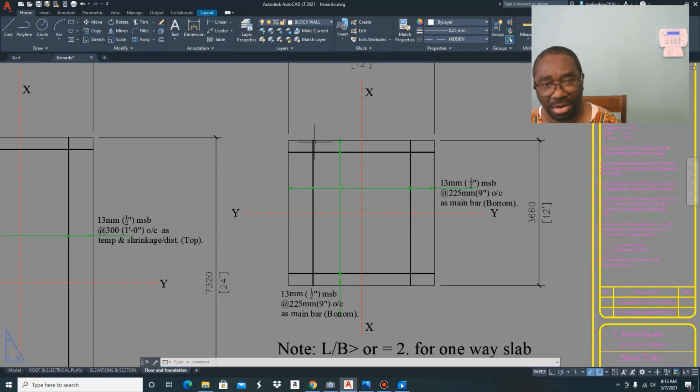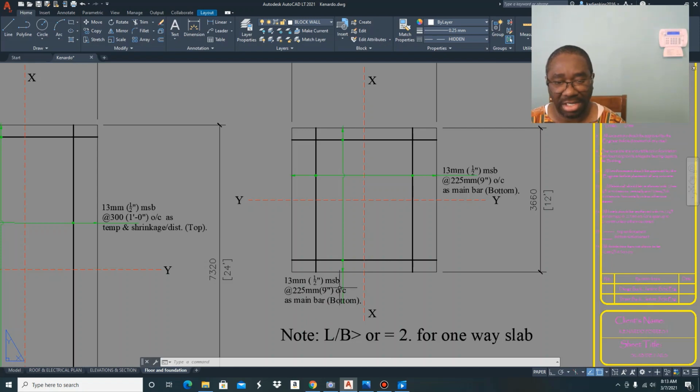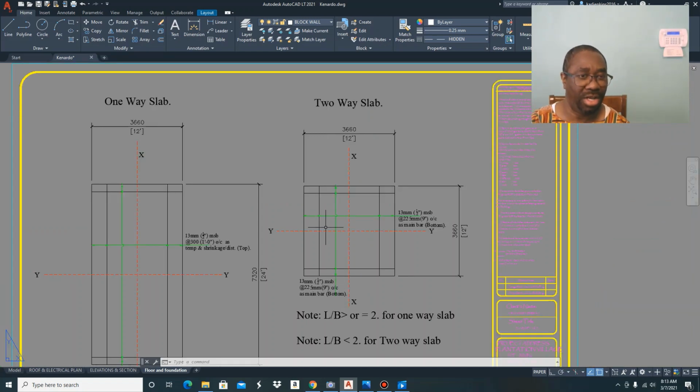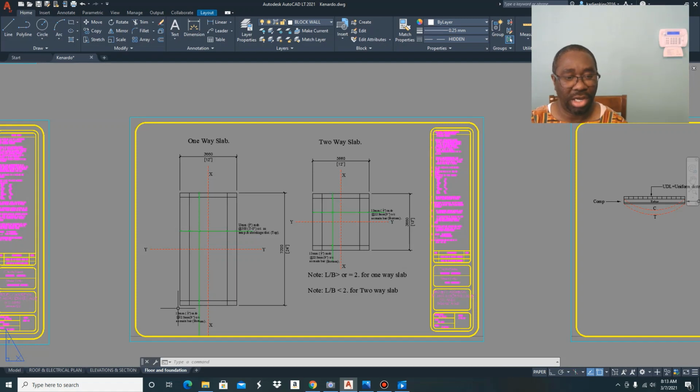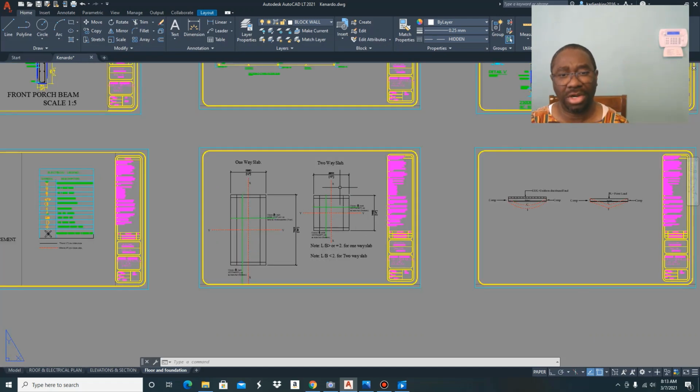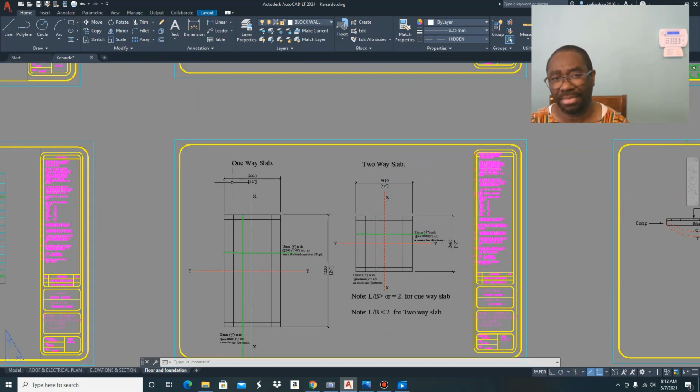So this bar here, the callout is 9 inches on center bottom, right? And if you look at the callout for this bar here, we can see that the callout is 9 inches on center. So in the one-way slab, we reinforce in one direction, and in the two-way slab, we reinforce in both directions. Now, how do you know when you're dealing with a one-way slab as against a two-way slab?